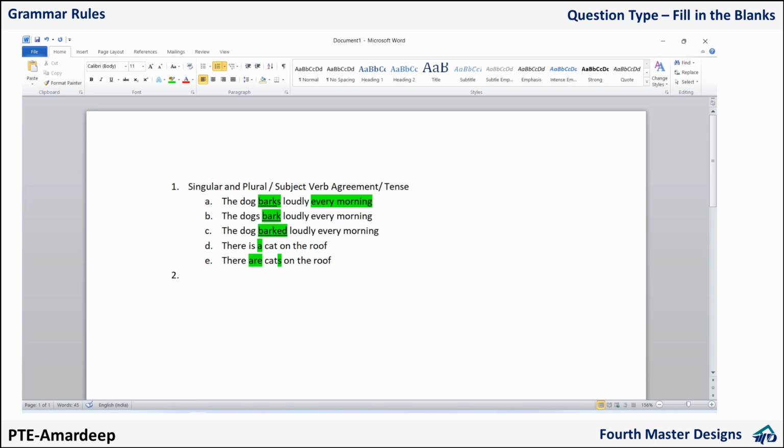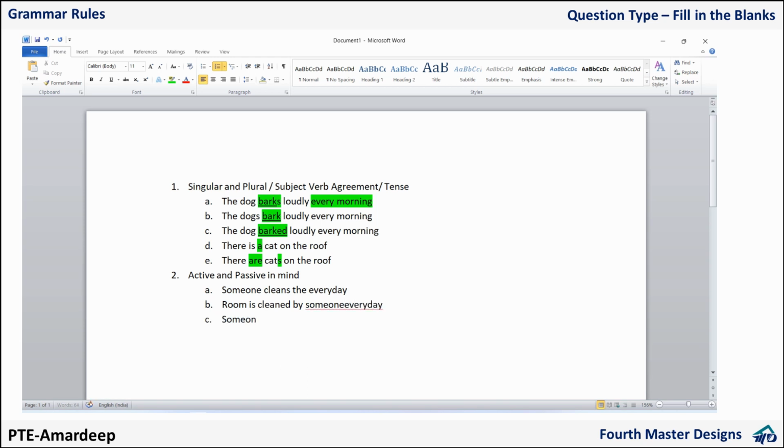Then I will suggest you to keep helping verbs, active and passive in mind. Keep this also. Now, what is this? Someone cleans the room every day. Room is cleaned by someone every day.